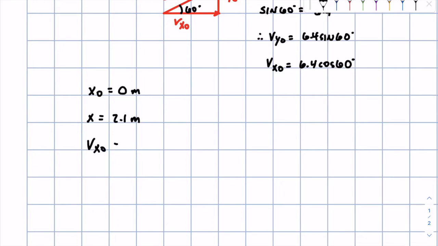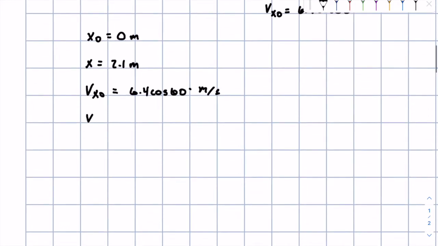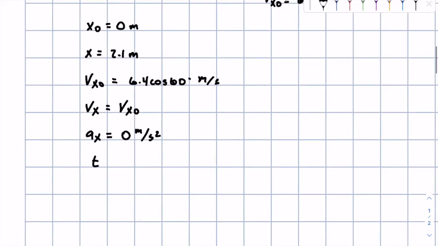We know the initial velocity in the x direction is 6.4 cosine 60 meters per second. And the final velocity in the x direction is going to equal the initial velocity in the x direction, because our acceleration in the x direction is 0 meters per second squared. How long it takes to get there, we don't know. Okay, so let's start off with the long equation and see what we can get from that.